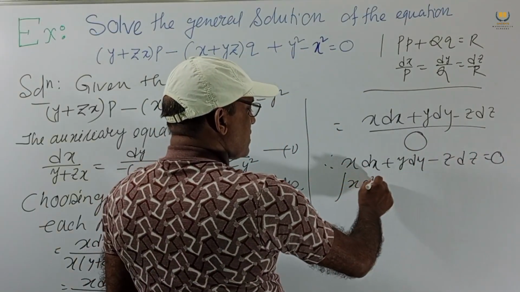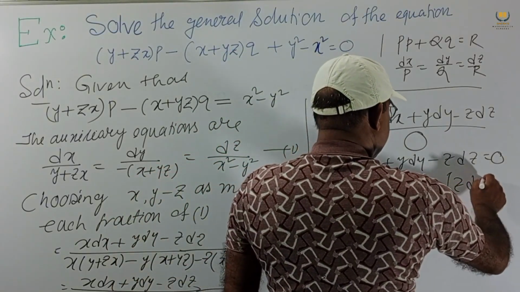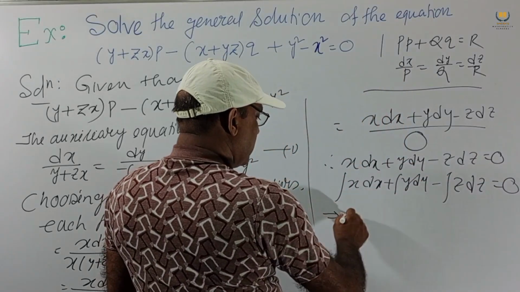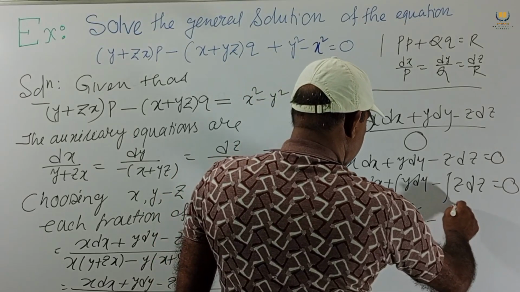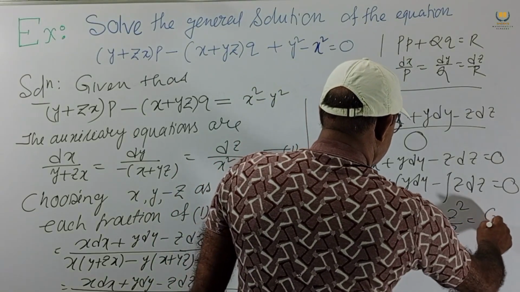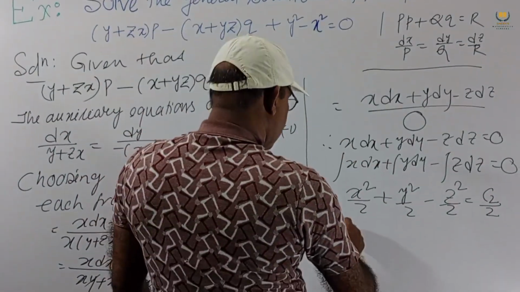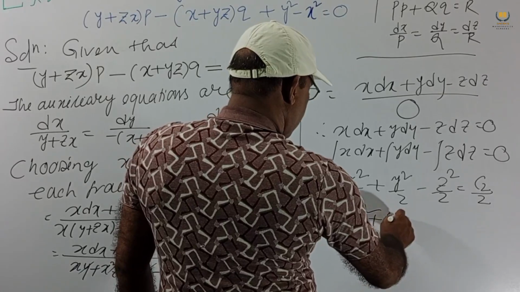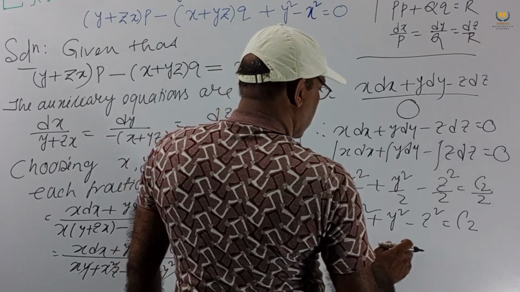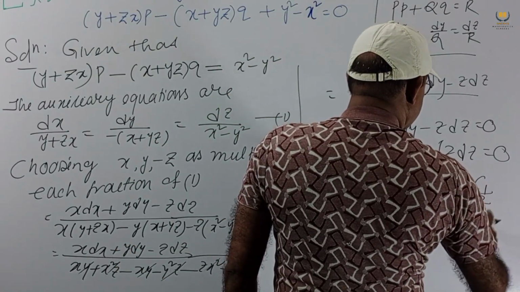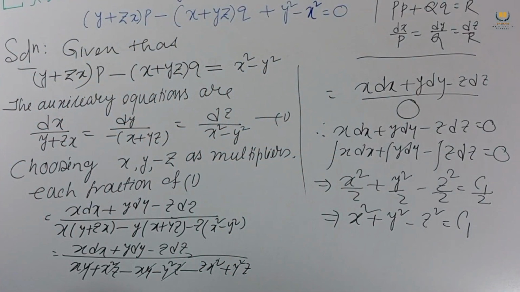We integrate both sides: ∫x dx + ∫y dy − ∫z dz = 0. We get x²/2 + y²/2 − z²/2 = c/2. Multiplying both sides by 2, we get x² + y² − z² = c1, not c2. This is the first solution, c1.